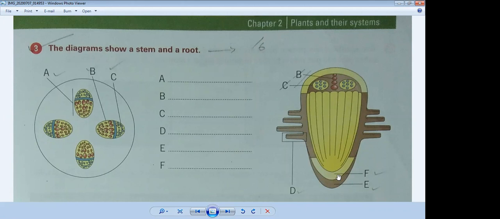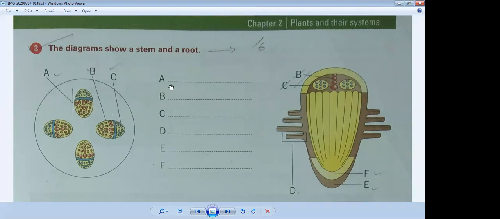So all parts are covered. Here B and C parts are also given. They both are xylem and phloem cells. So you have already written here A, B and C.